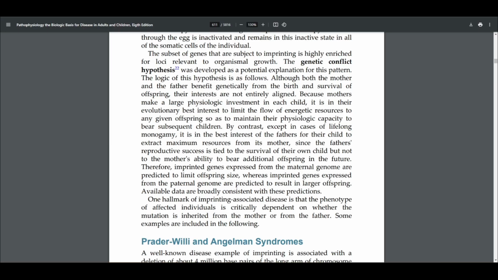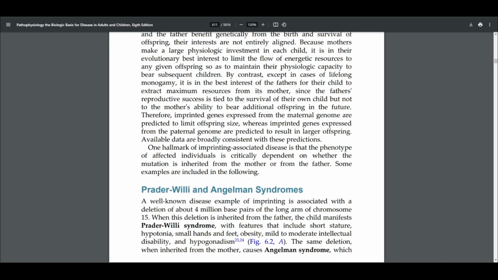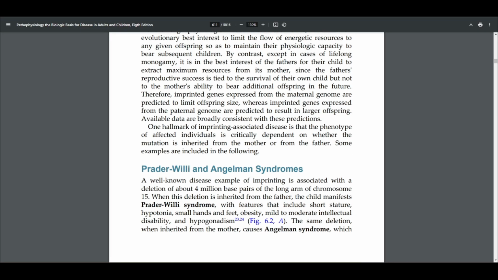Therefore, imprinted genes expressed from the maternal genome are predicted to limit offspring size, whereas imprinted genes expressed from the paternal genome are predicted to result in larger offspring. Available data are broadly consistent with these predictions. One hallmark of imprinting-associated disease is that the phenotype of affected individuals is critically dependent on whether the mutation is inherited from the mother or from the father. Some examples are included in the following.